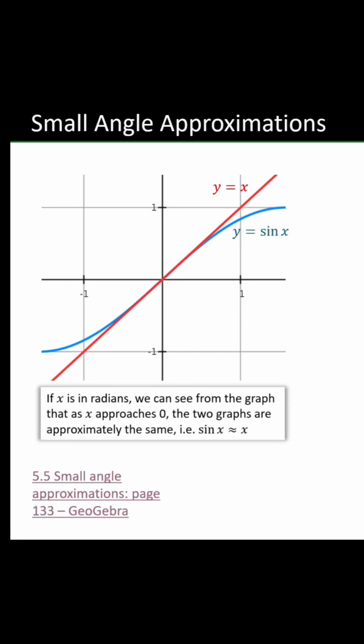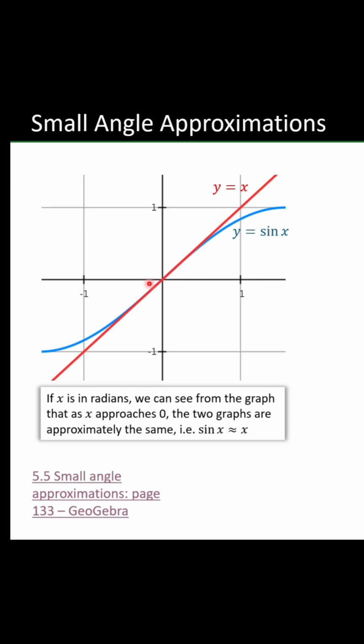So today we're going to look at small angle approximations. And we have y equals sine x in blue, y equals x in red. And I'm hoping we can see that for very small values of x, as we get close to 0, the line y equals x and the line y equals sine x look very similar and they almost rest on top of each other. So that means we can say that as x approaches 0, sine x is roughly equal to x, because we can see that their graphs look very similar when we have very small values of x.